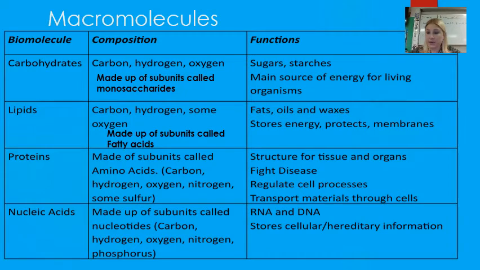Our examples are DNA and RNA. The NA in RNA and the NA in DNA stand for nucleic acid. And what they do is they store cellular or hereditary genetic information. Okay, so it's DNA and RNA.